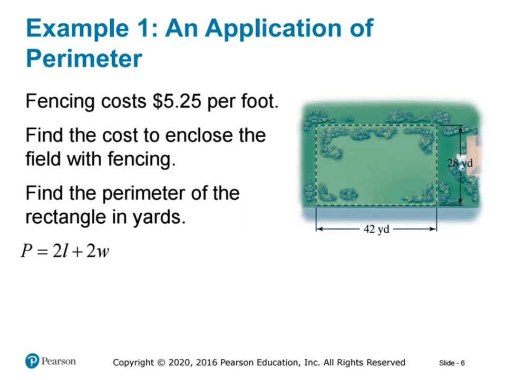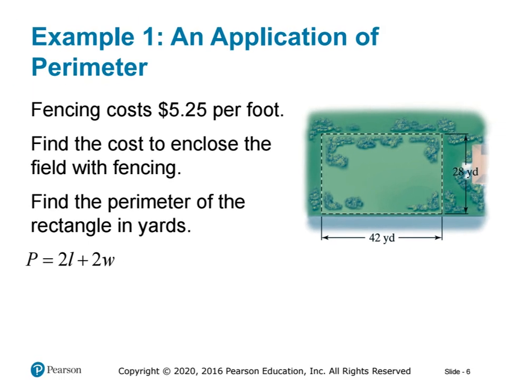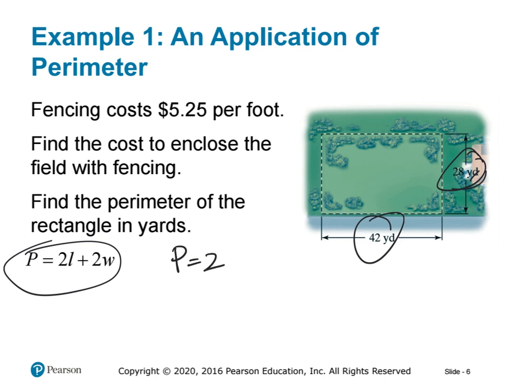All right, so example 1, it says application of perimeter. So it says fencing costs $5.25 per foot. Find the cost to enclose the field with fencing. So find the perimeter of the rectangle in yards. So let's do that. So we have 28 and 42. So we're going to plug that into our perimeter equation. So perimeter equals 2 times 42 plus 2 times 28.